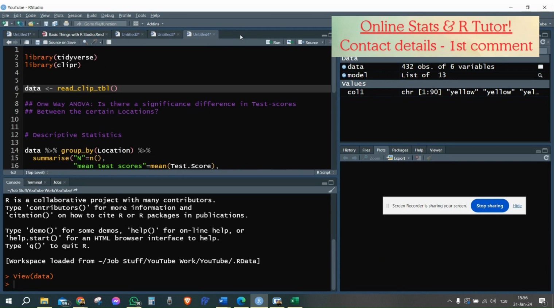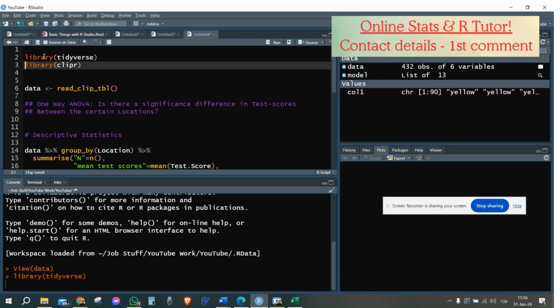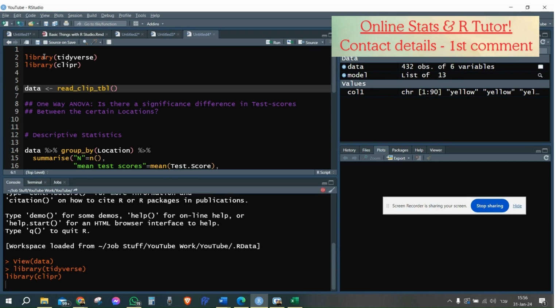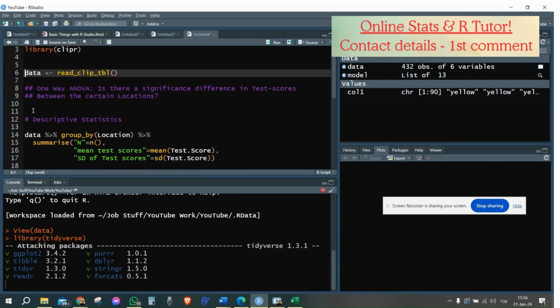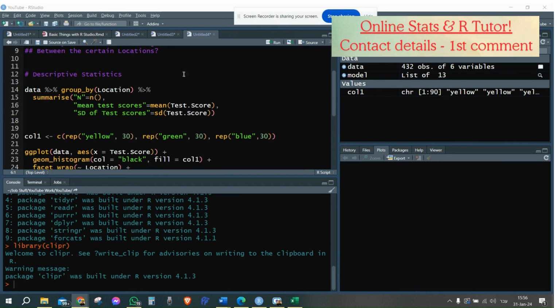First of all, we want to grab the data. It's already inserted into R, so we're not going to do this, but we will upload the tidyverse and also the clipper, which we used to grab the data. At first, we want to start with descriptive statistics. We want to find the distribution by location.